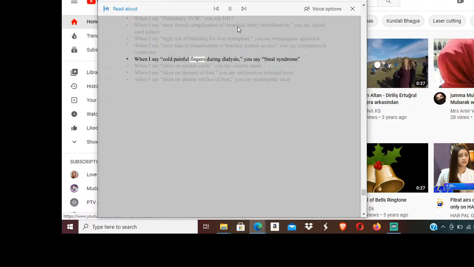When I say cold painful fingers during dialysis, you say steal syndrome. When I say ulcer on medial ankle, you say venous stasis. When I say ulcer on dorsum of foot, you say ischemia, or infected ulcer. When I say ulcer on plantar surface of foot, you say neuropathic ulcer.